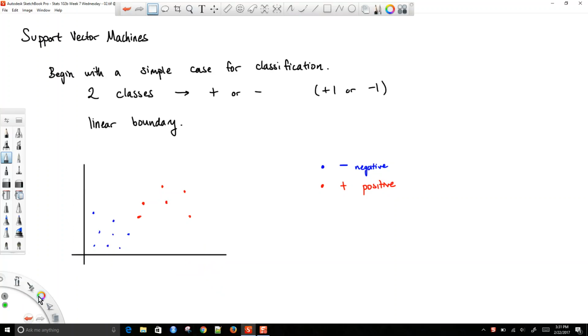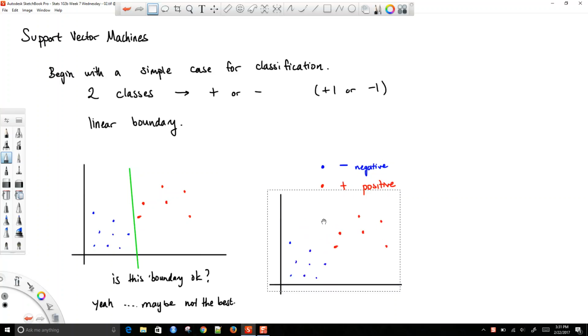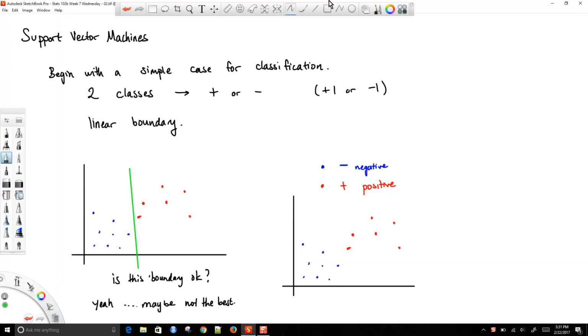And I think there's kind of a natural preference. If I said I wanted to draw the boundary like this, technically it is okay, but this doesn't feel quite right. Is this boundary okay? Yeah, but maybe not the best. And so perhaps looking at this, we might prefer something like this. This boundary may be more preferred.